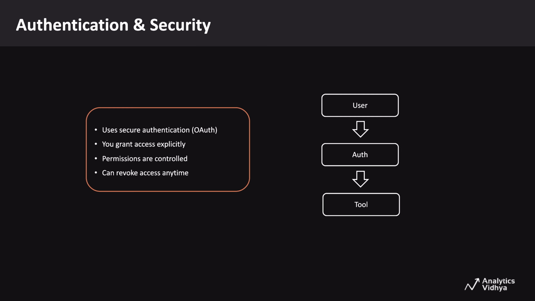Now, let's talk about security. MCP connections use OAuth-based authentication. This means you explicitly grant access, define permissions, and retain full control. And if needed, you can revoke access anytime. So even though Co-work connects to external systems, it does so in a secure and controlled way.